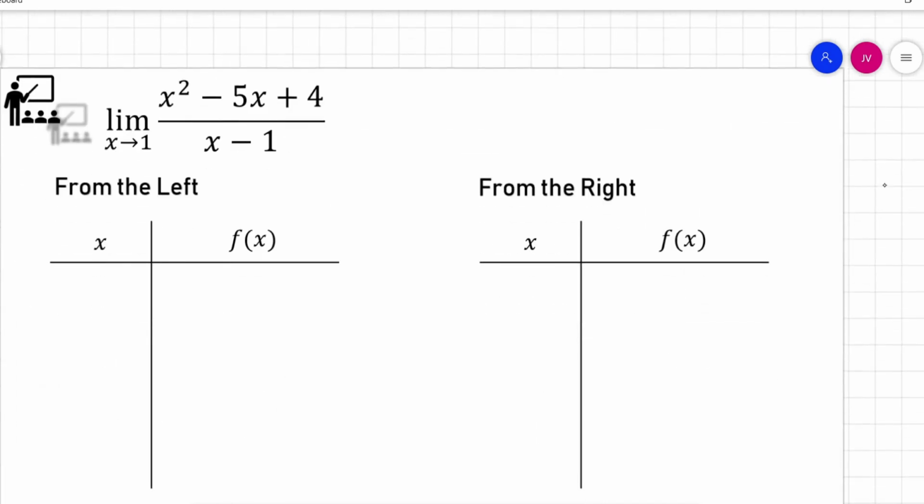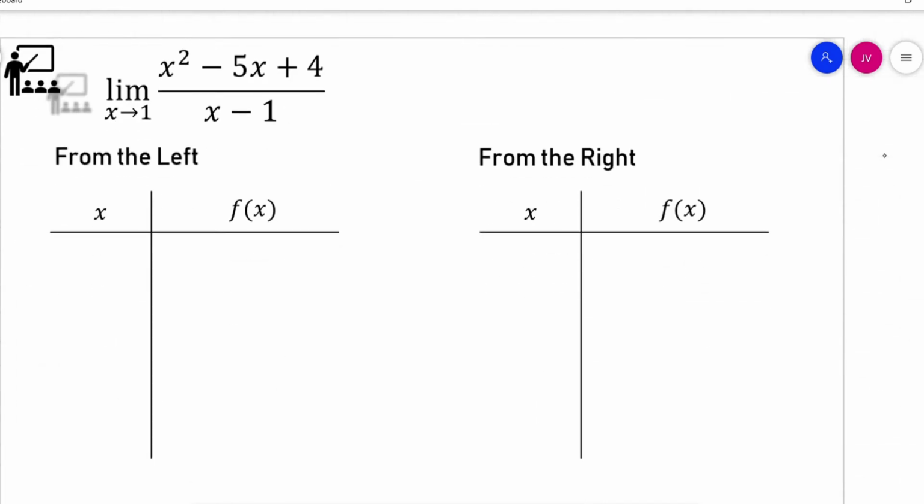Next example is we have here a rational function. So we need to find the limit of x squared minus 5x plus 4 all over x minus 1 as x approaches 1. So the constant is 1. So magiging basehan natin in getting the values of x is 1, from values from the left of 1 and values from the right of 1.